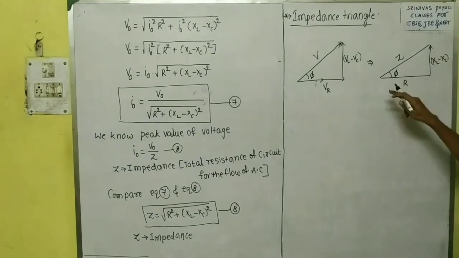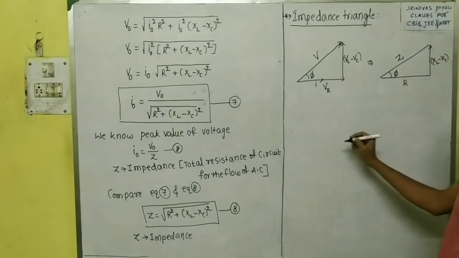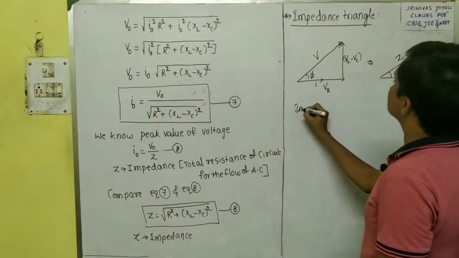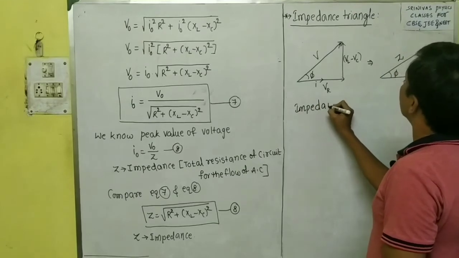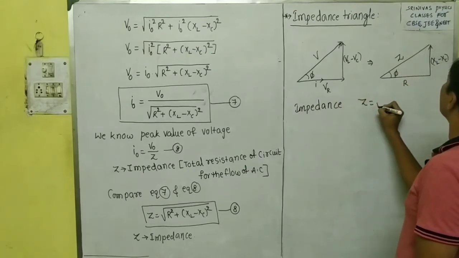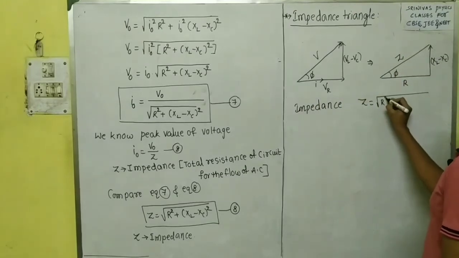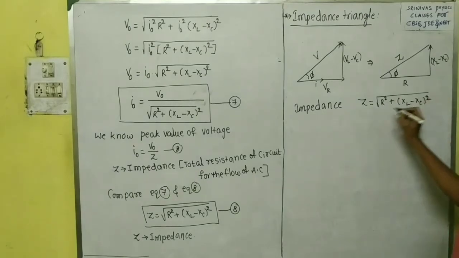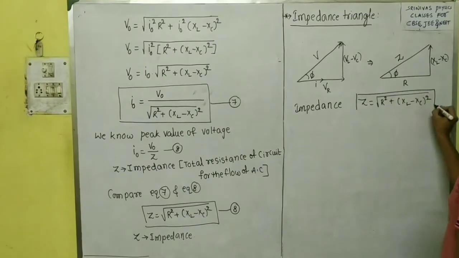From the impedance triangle we can write the impedance equation directly. Impedance Z is equal to, from the triangle, under root of R square plus XL minus XC whole square. Impedance means the total resistance in the circuit.